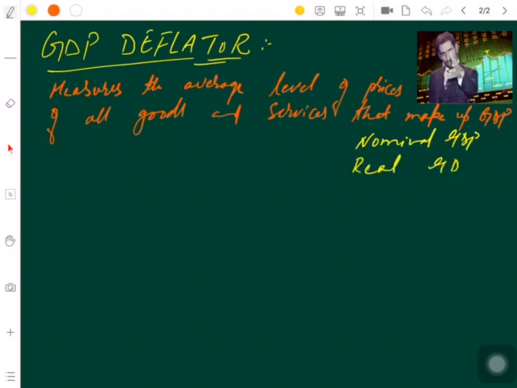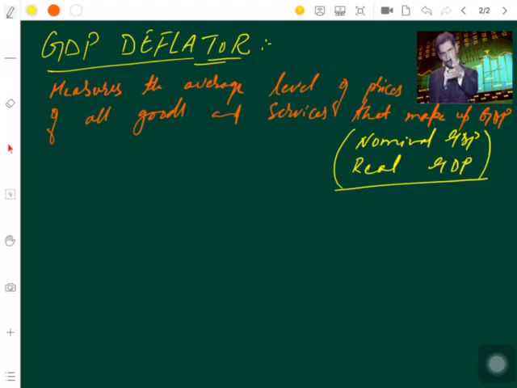From the previous lecture you must be remembering that nominal GDP is calculated on the basis of present prices which are prevailing in the market, while real GDP is calculated on the basis of the base year prices or the previous year prices. So when the ratio of nominal GDP and real GDP is calculated, we will get the GDP deflator.